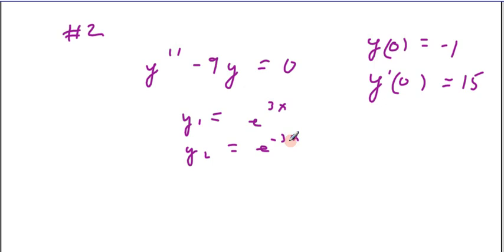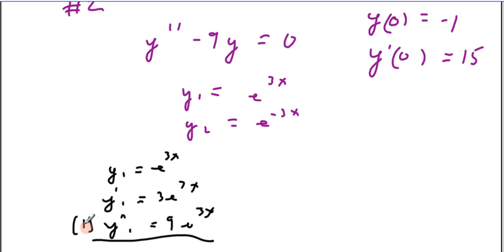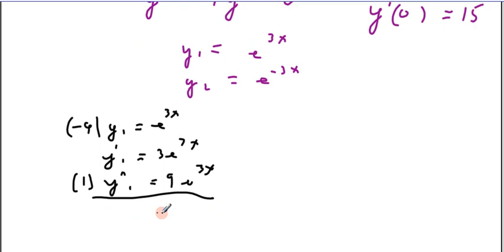Isn't that convenient? Okay, so the first thing we're supposed to do in problem 2 is check the solutions to make sure they work. So y1 is e to the 3x, y prime 1 is 3e to the 3x, y double prime 1 is 9e to the 3x. I'm supposed to have one of these guys and minus 9 of them. And when I do what I do, I'm supposed to get 0. So minus 9 plus 9 is 0. Check. That is a solution. We'll check the other solution.